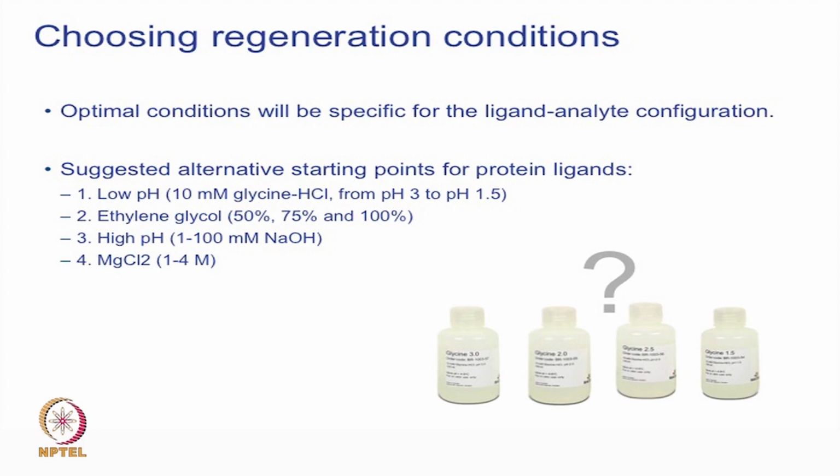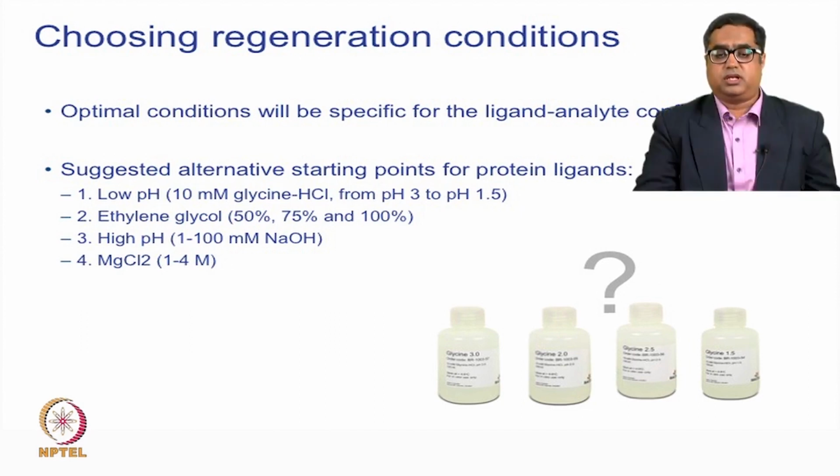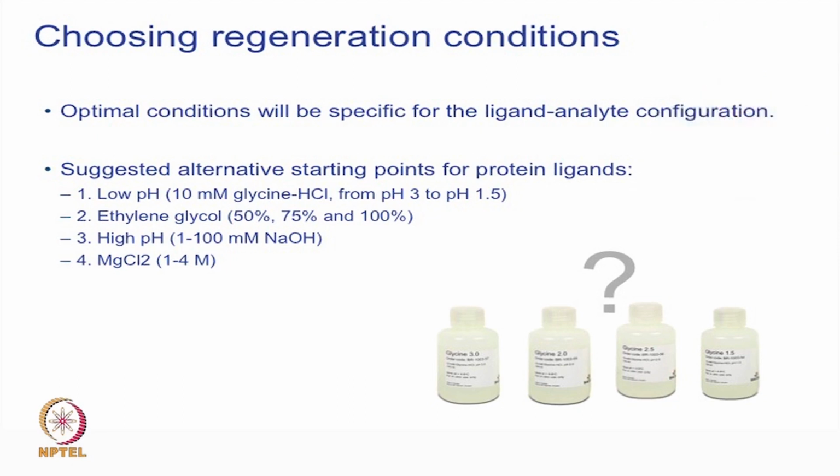Some of the regularly used regeneration conditions are low pH, ethylene glycol, high pH, and magnesium chloride. Once we identify the proper regeneration solution, it is very important to check whether, after using this regeneration condition, we get our reference surface and our active surface back after injecting it.